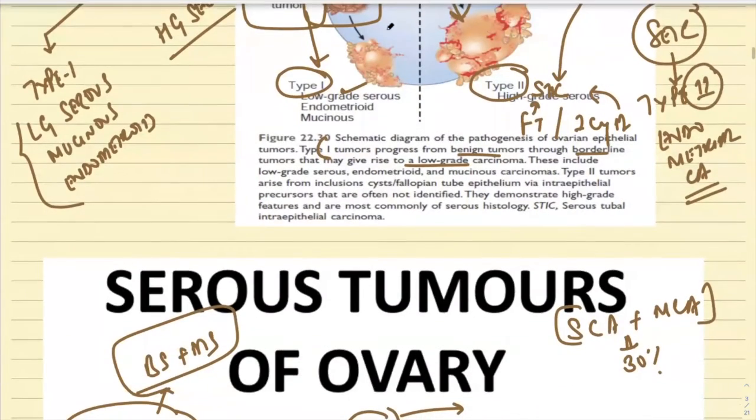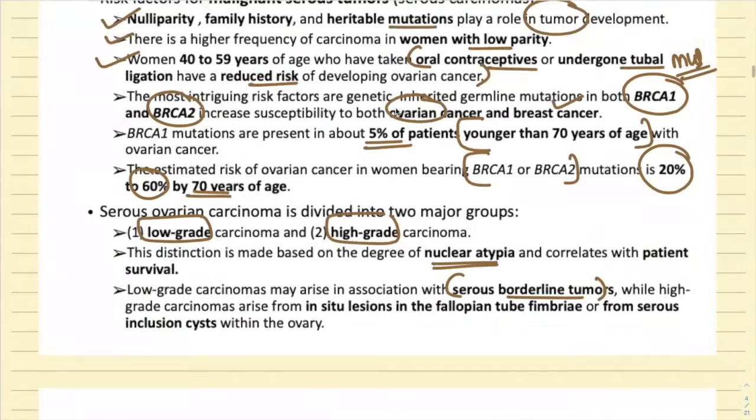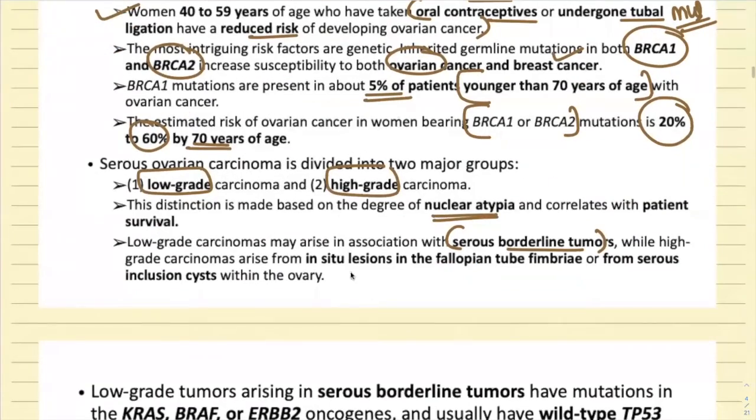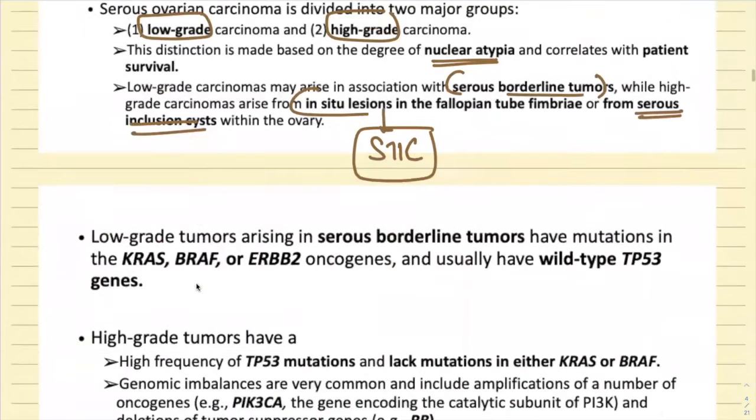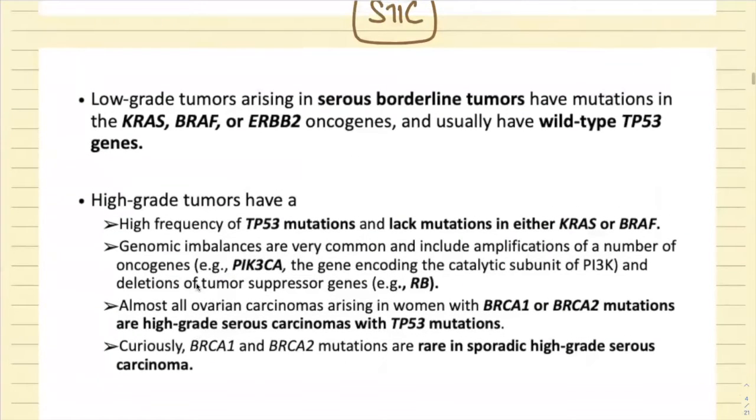So they arise in association with the borderline tumors, whereas the high grade lesions can arise from an in situ lesion of the fallopian tube. It is called STIC. It can arise from this precursor STIC, or they can directly arise from the inclusion cyst of the ovary that I have already discussed.